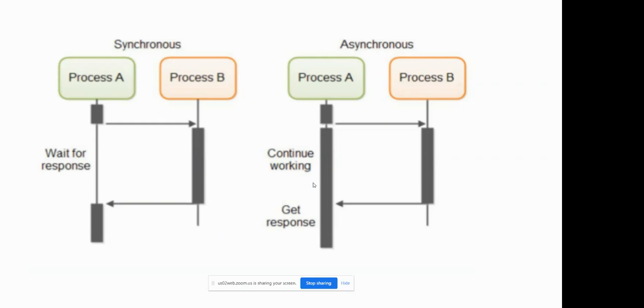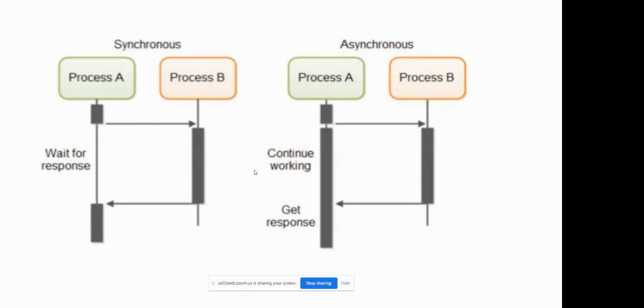So what is synchronous? Let's say you have a process A and a process B. You are sending a request from process A to process B, and until process B gives you a response, you have to wait. You can't do any other actions. That is called synchronous. But with asynchronous, you send a request to process B, and until process B returns the response, you can continue working. You don't need to wait for process B's response.